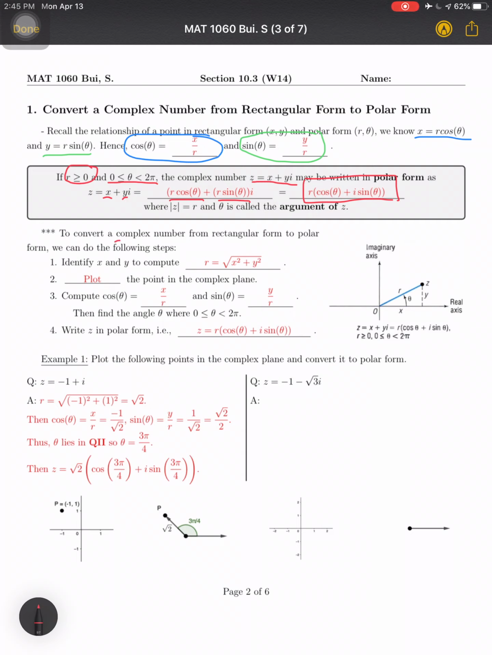To convert a complex number to polar form, first of all, we have to identify x and y so that we can compute the radius. And after that, we're going to plot it out in the complex plane because we already know the location of it. After that, we have to compute the cosine value and then the sine value to get the angle.